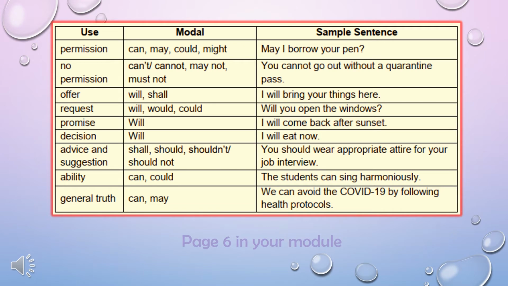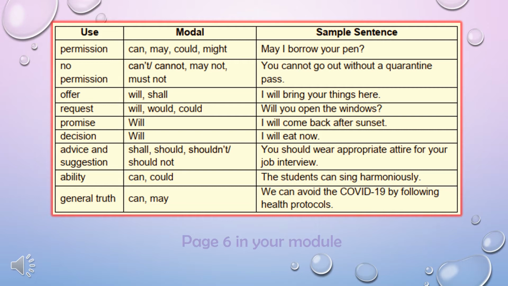Now class, on page 6, you will see another table which has the same headings such as modal, use, and sample sentence. First, the modals can, may, could, and might. These modals are used to show permission. Our sample sentence, may I borrow your pen? The modal used is may, and it shows permission.